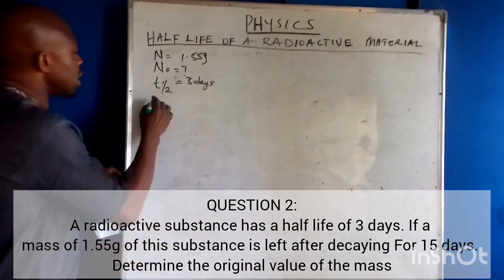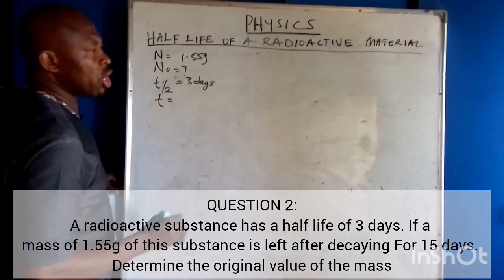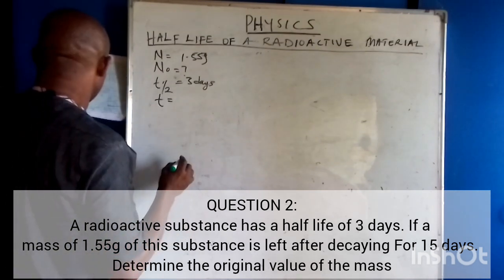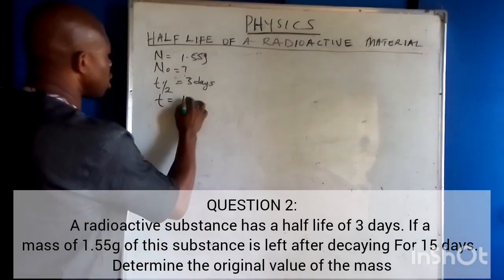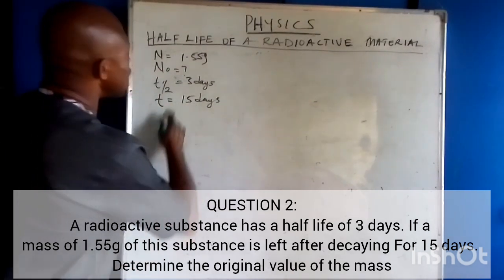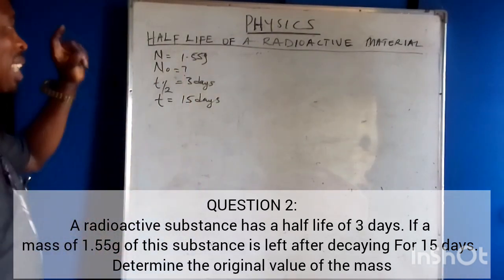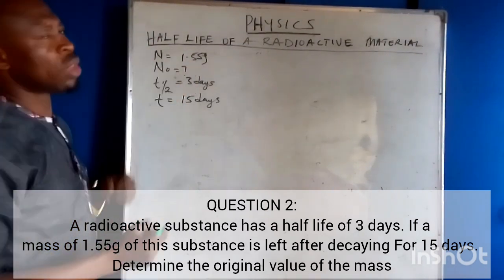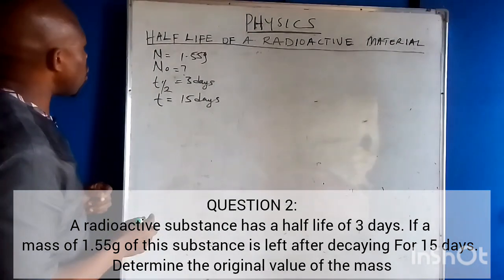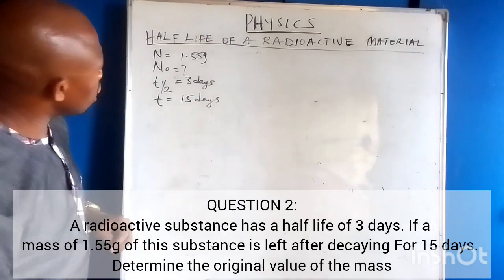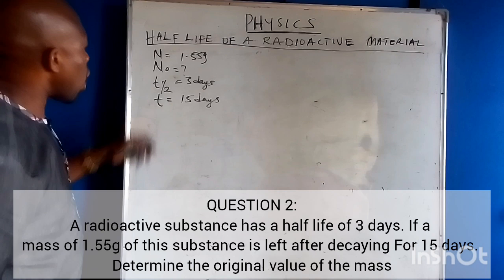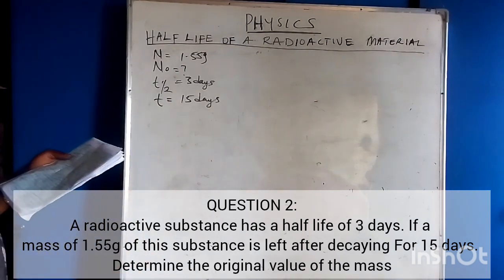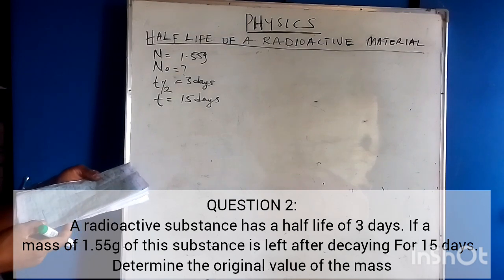Now, the time of transmutation is given to be 15 days. It took 15 days for a certain mass, let's say X, to reduce to this. Okay. Now, the question is, what is the original number that is left?